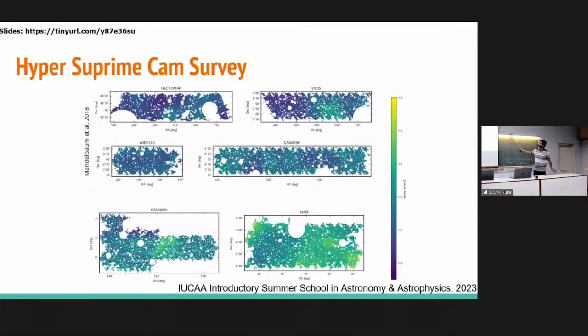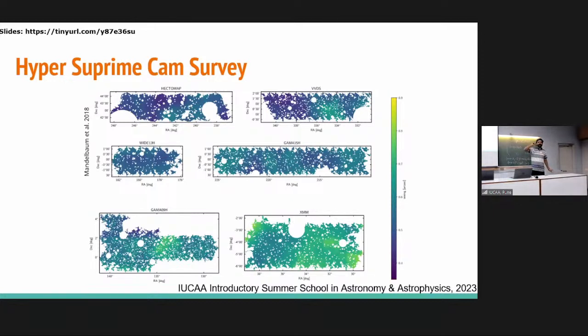So with the Hyper Suprime-Cam survey, we have mapped out a large portion of the sky. This is roughly one year of data, 100 square degrees, 140 square degrees, in different regions. This shows the RA-Dec distribution of the galaxies. And you can see the seeing distribution here. It shows you how good our data quality is.